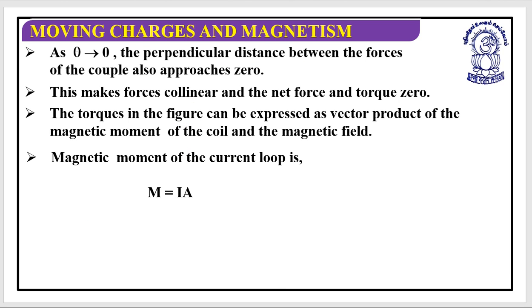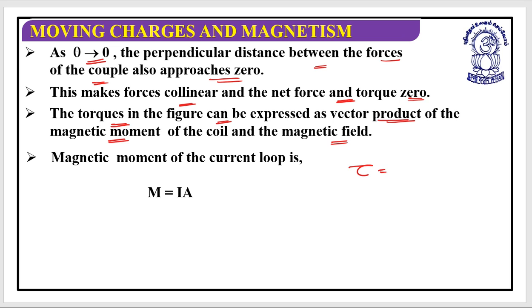As theta tends to 0, the perpendicular distance between the forces of the couple also approaches 0, and if it is 0, the forces are collinear, and so the net force and net torque would be 0. So if theta equals 0, again the torque would be 0. The torque can be expressed as the vector product of the magnetic moment of the coil and the magnetic field.